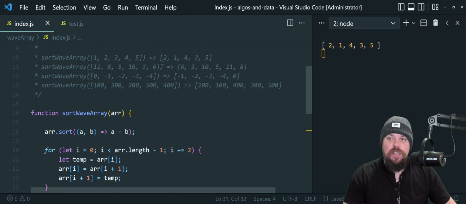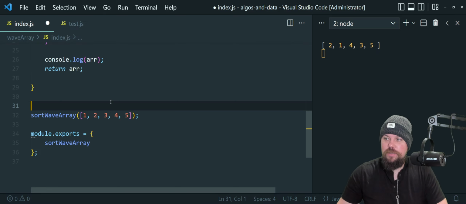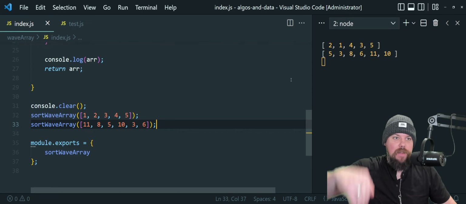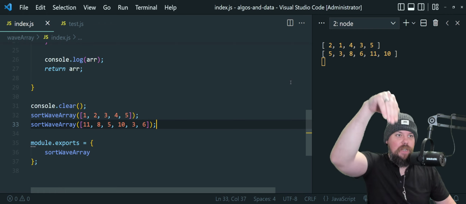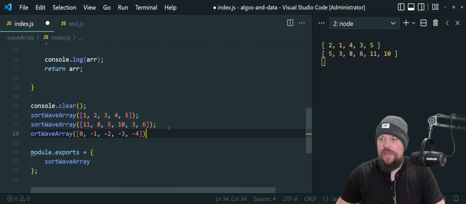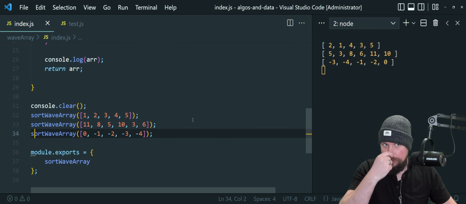But that being said, this particular output is not the only possible solution. If we're sorting it, it is, but if we're not sorting it, we have other options. Let's take a look at the next one down here as well, and I need to clear my console so we don't get stacking solutions. So our next one, 5, 3, 8, 6, 11, and 10 goes down, so that's our wave array right there. Whoops, miscopied. There we go.